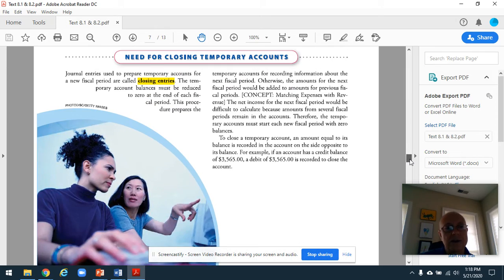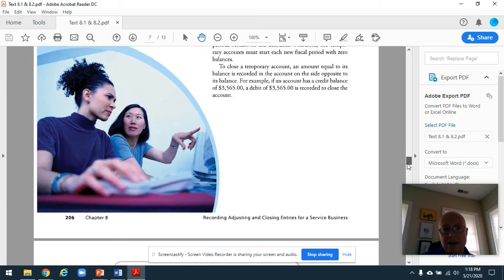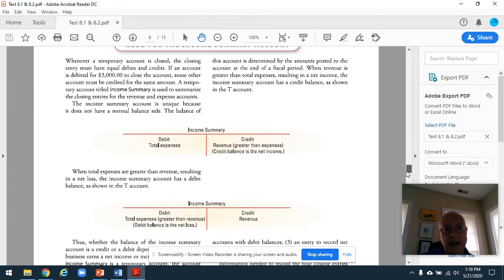So closing entries. These are journal entries that are used to prepare the accounts for the next fiscal period. All right. Matching revenue with expenses. Where we have one, we have another. Okay. And this is a little bit tricky, but that's okay. So let's talk about income summary for a while. This is our magic account. And this is a workhorse account.